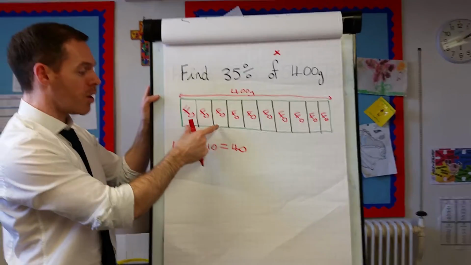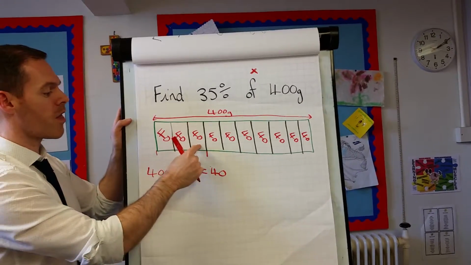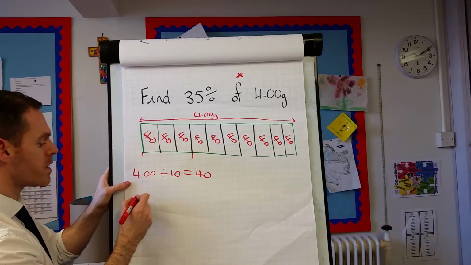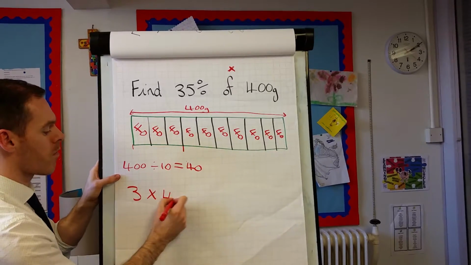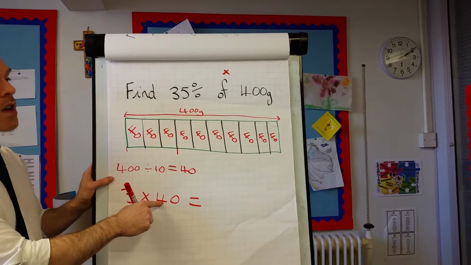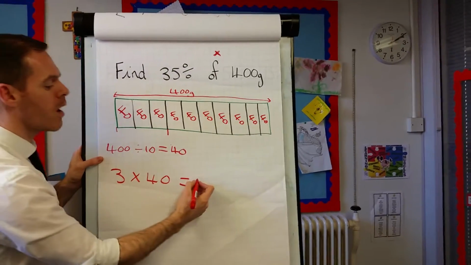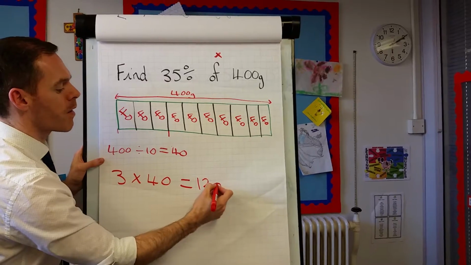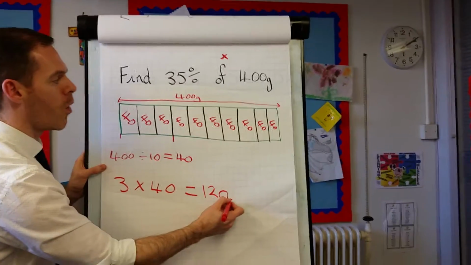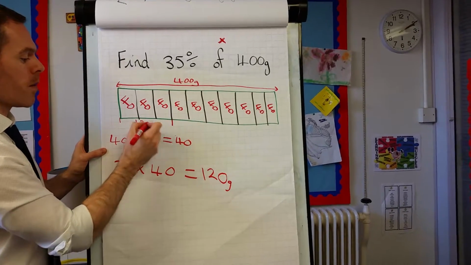So the first thing I'm going to do is I'm going to work out 3 groups, okay? Because that would be 10%, 20%, 30%. So it's 3 groups of 40. Now I know that 3 groups of 4 is 12. So I know that if I times that by 10, 3 groups of 40 will be 120. Okay, so far I know that 30% is 120 grams.